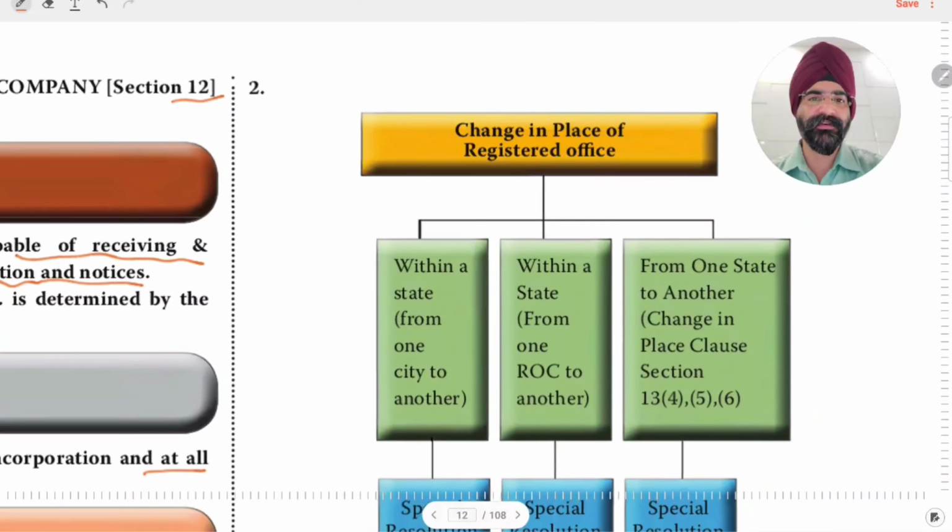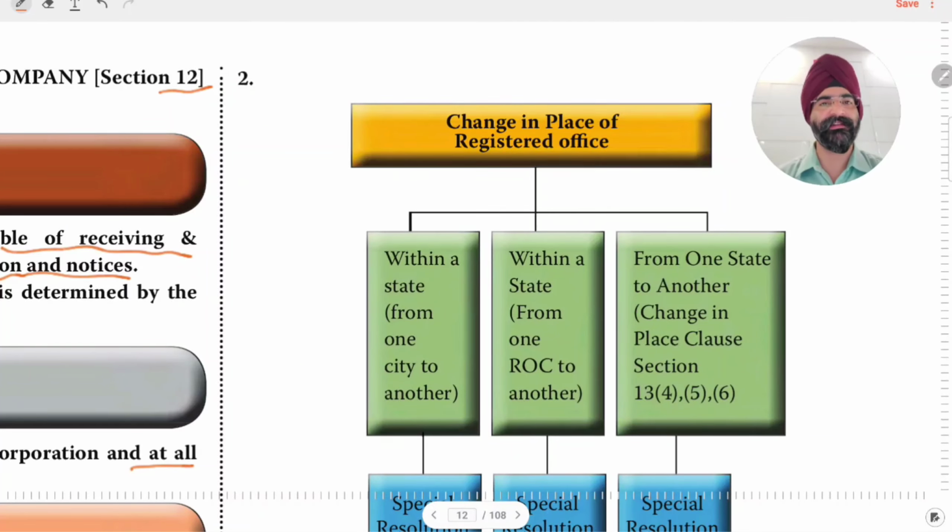Next is change in place of registered office. So can registered office be changed from one place to another? Yes, but there are certain requirements.